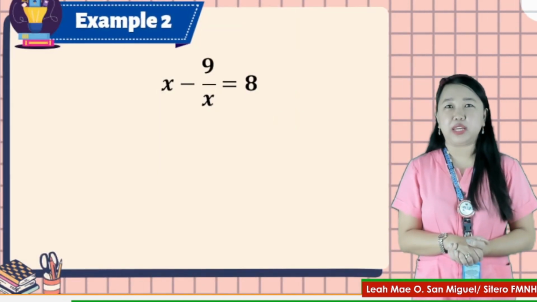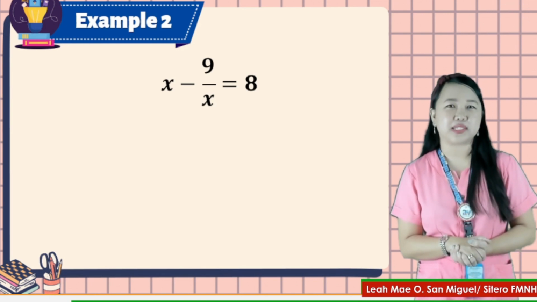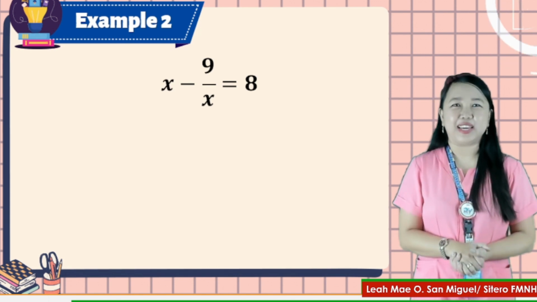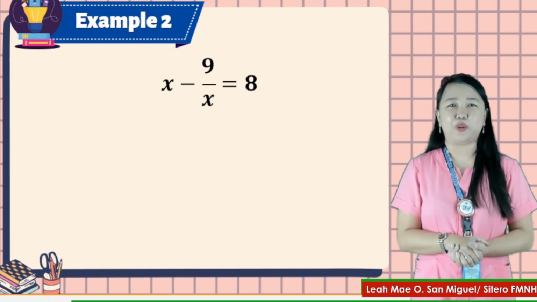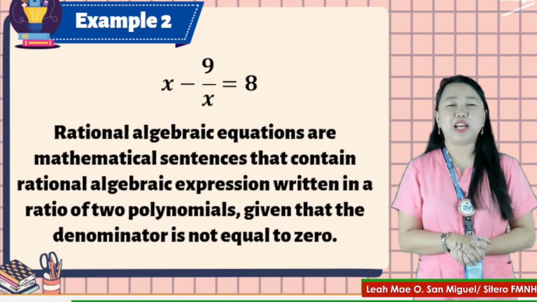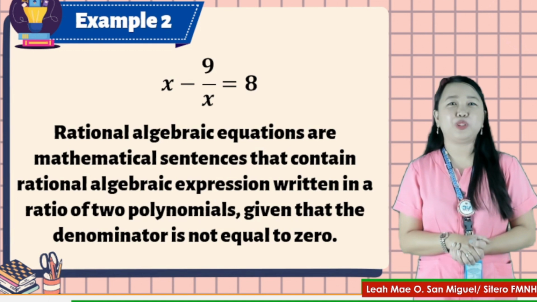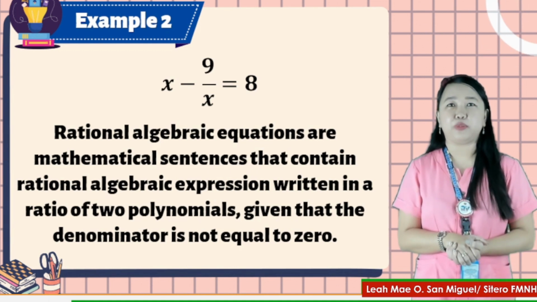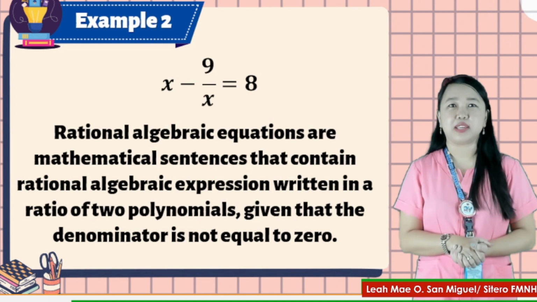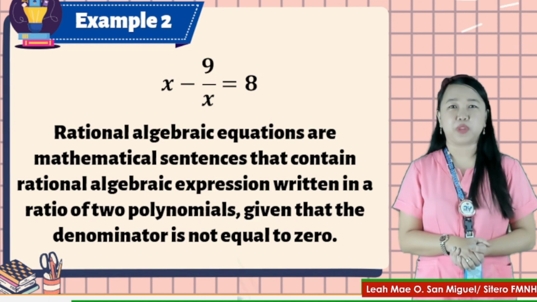What about if you are given this kind of equation? What type of equation is this? Very good. Such an equation is called a rational algebraic equation. Rational algebraic equations are mathematical sentences that contain rational algebraic expressions written in a ratio of two polynomials, given that the denominator is not equal to 0.